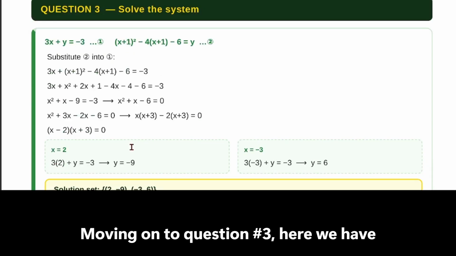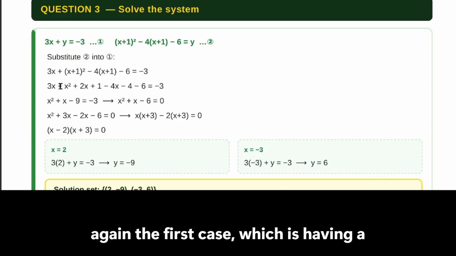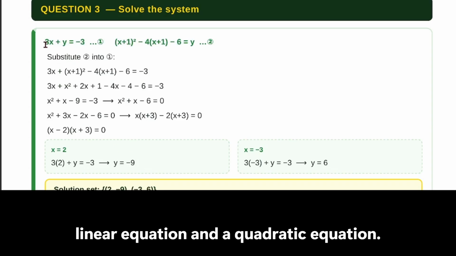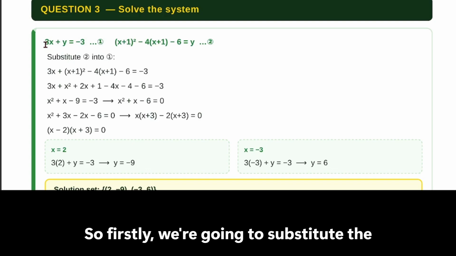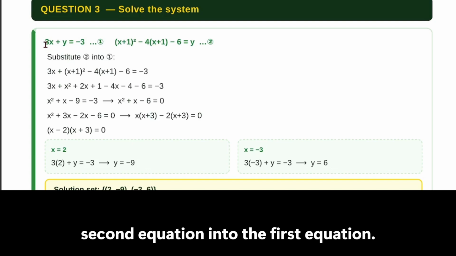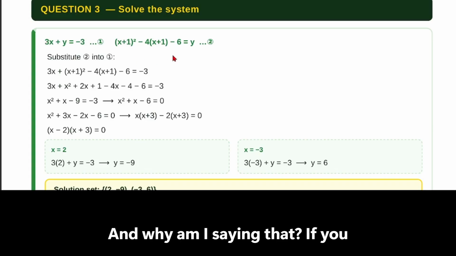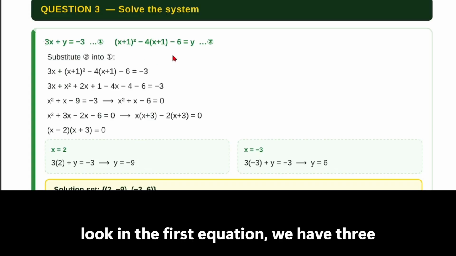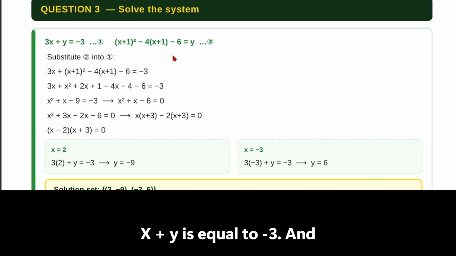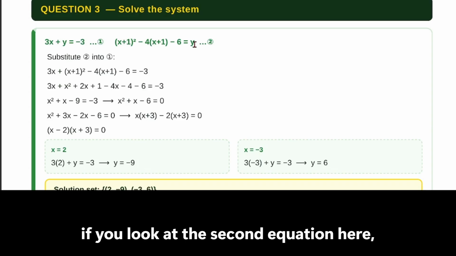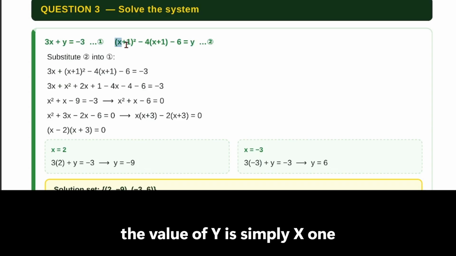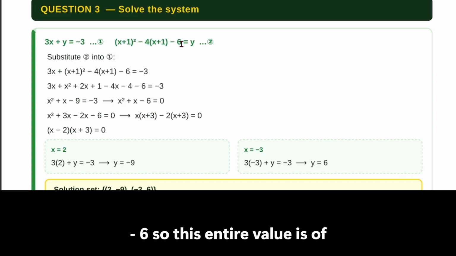Moving on to question number 3. Here we have again the first case, which is having a linear equation and a quadratic equation. So firstly, we're going to substitute the second equation into the first equation. And why am I saying that? If you look at the first equation, we have 3x plus y is equal to negative 3. And if you look at the second equation, here the value of y is simply (x plus 1) whole squared minus 4 into (x plus 1) minus 6. So this entire value is of y.